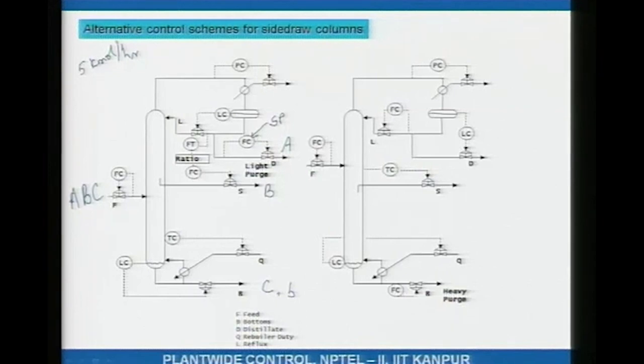So, if the temperature is increasing or if the temperature is decreasing, that means too much of light B is going down, so increase the steam so that the B does not drop out the column. Okay. Notice that this is a very elegant scheme in the sense that you do not have any composition controllers, you only have one temperature controller, the rest is standard flow control, level control, ratio control, pressure control, etcetera, etcetera. It is a very simple scheme.